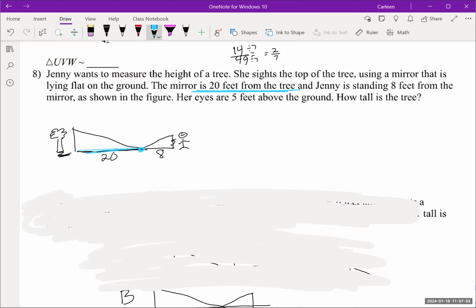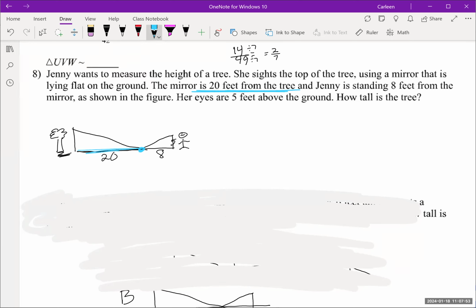Okay, that is very honest. Thank you. So we're going to get used to these because we're going to see the same problems over and over. Okay, so the mirror is 20 feet from the tree. Now, this is really cool.